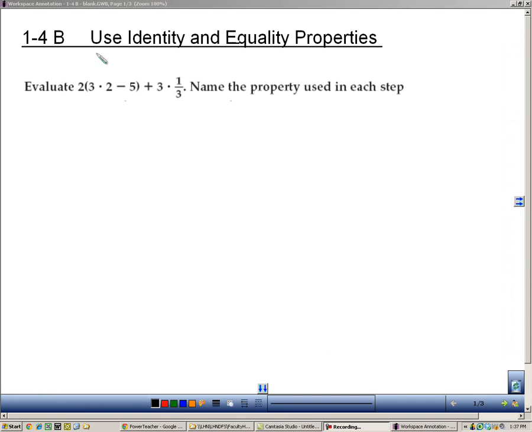Section 1.4b is about using the identity and the equality properties. In the last video we learned about those properties, and you may want to have those properties handy while we evaluate this expression. What we're going to do is we're going to do each step, and then after each step we're going to name the property that gives us permission to do that step.